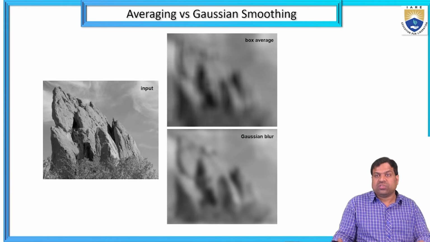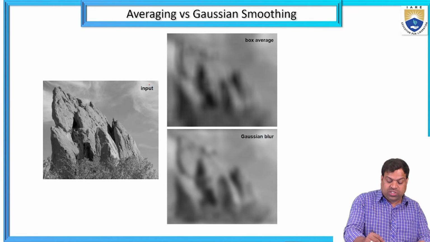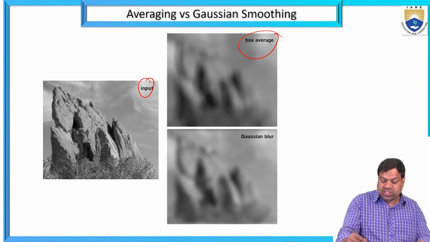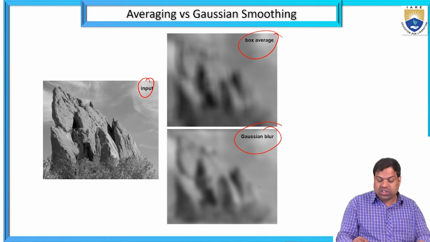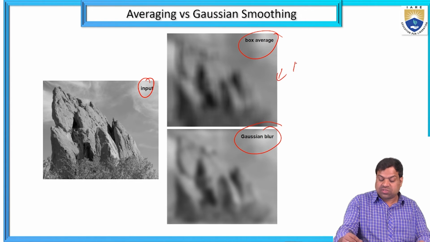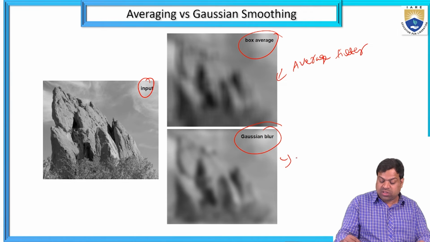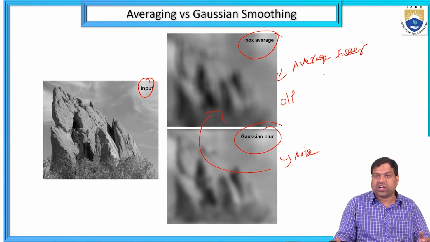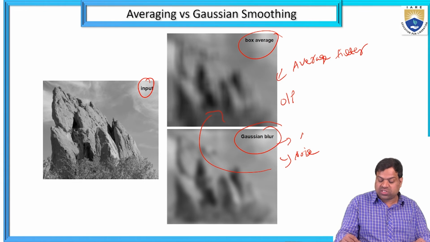Okay. So it is another one. It is the input image. It is a box average. It is a Gaussian blurring. Okay. So the average filter. It is a Gaussian blurring. So this noisy image is converted to the output image by the average filter as noiseless. So Gaussian blurring means a mask.